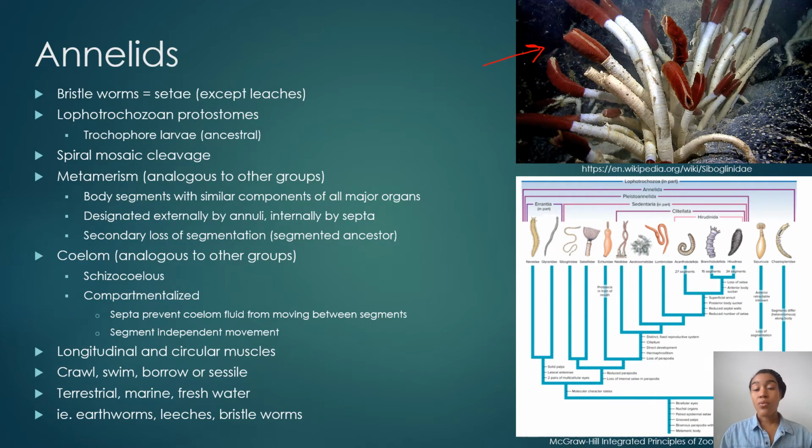And then annelids can be terrestrial, marine, or occur in fresh water, so they're pretty ubiquitous, pretty versatile. They do need moisture though, because they don't have respiratory organs, and so they require gas exchange to occur through their skin. So they do require moisture, even though they can live in a variety of locations. Some examples of annelids you might be familiar with: earthworms, leeches, and bristleworms, just to name a few.